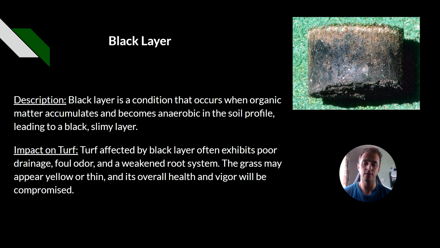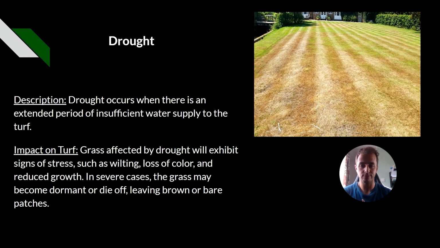So the impact on the turf is black layer is often associated with poor drainage. It has a foul odor and, as I mentioned, a weaker root system. The grass may appear yellow or thin, and its overall health and vigor will be compromised. Next, we have drought. Drought occurs when there's an extended period of time or insufficient water supply to the turf. The impacts are quite obvious.